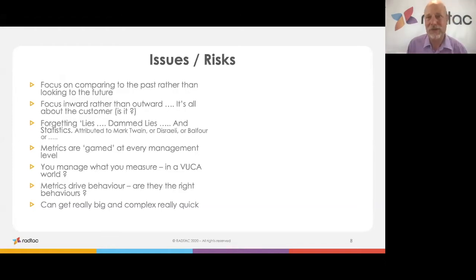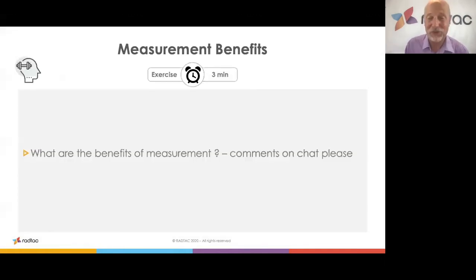It was the measurements, the fact that the trust was having to do the measurements in the first place, that was causing the fundamental problem. So we just need to be careful with measurement. However, does that mean measurement is bad?